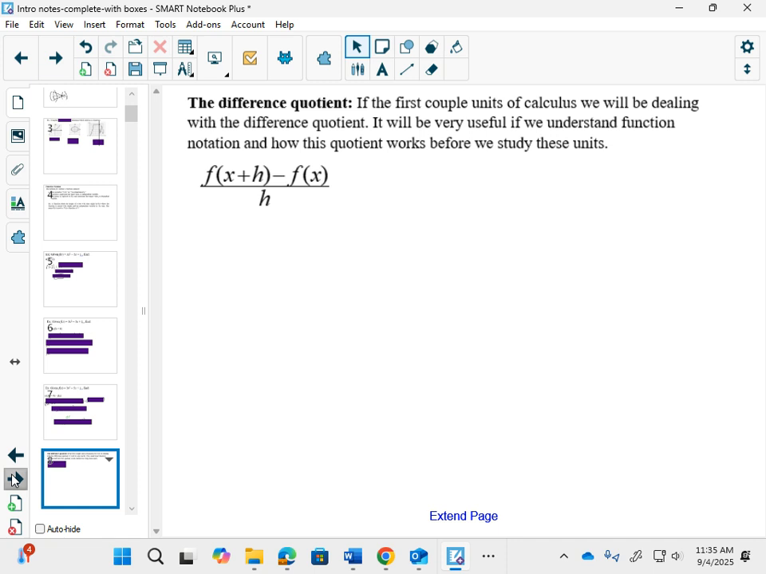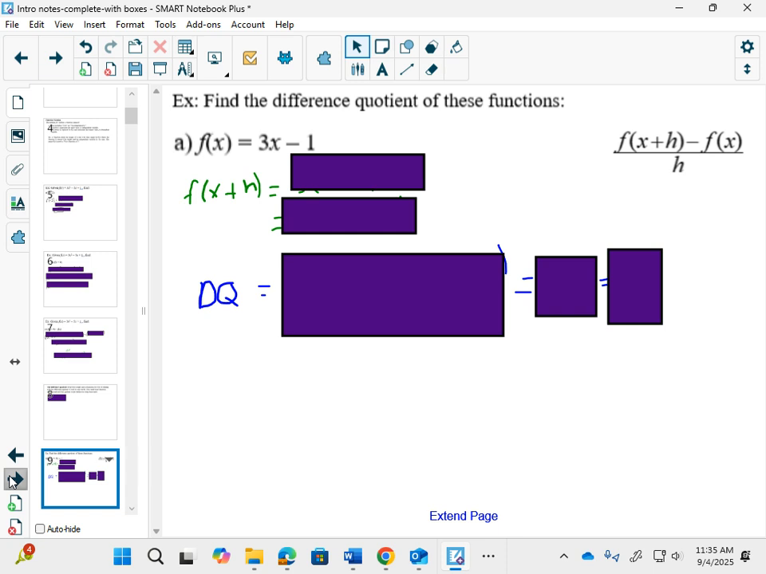So in the last question, we did just the f of x plus h minus f of x. When we factored out that h and divided by h, those would cancel out, and that would show us exactly what the difference quotient is. So I'd like you to do some math and figure out the difference quotient for each of these.